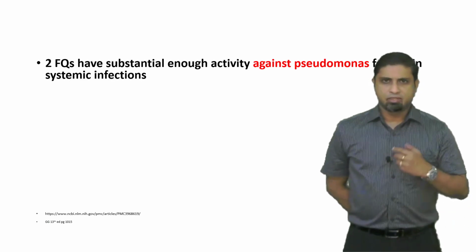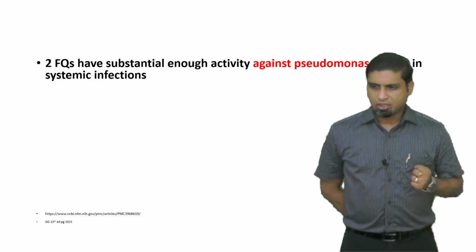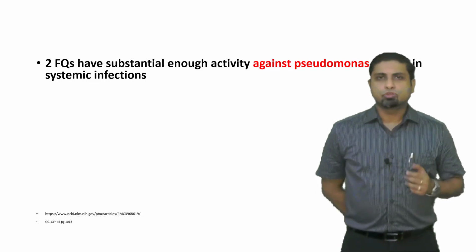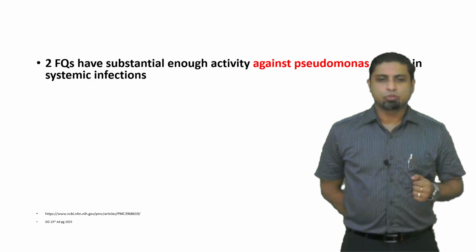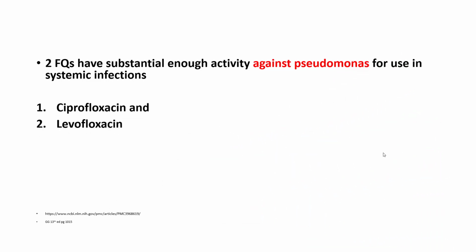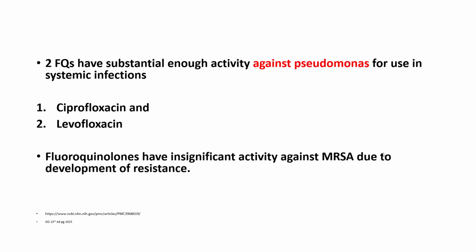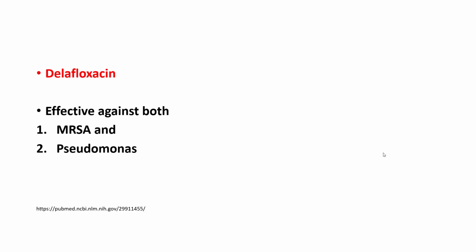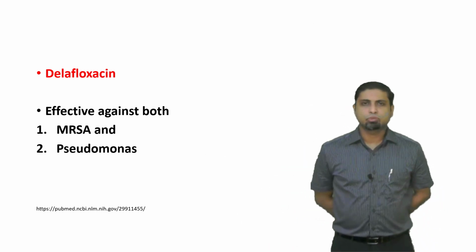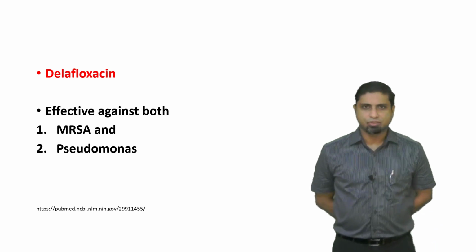Traditionally, the teaching was that fluoroquinolones are not at all effective in MRSA infections, and that there are only two fluoroquinolones which are effective against Pseudomonas aeruginosa. These two fluoroquinolones include ciprofloxacin and levofloxacin. However, there is a new fluoroquinolone that has been recently introduced that seems to have decent activity against MRSA and Pseudomonas aeruginosa, and the name of that fluoroquinolone is delafloxacin.